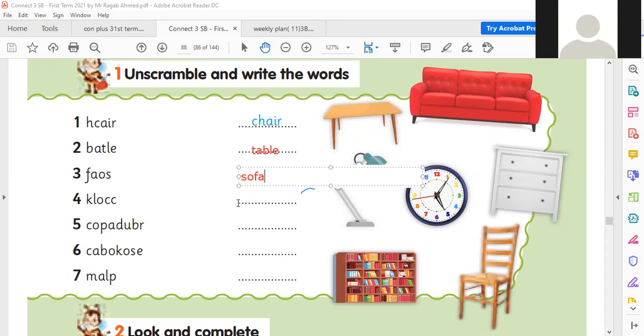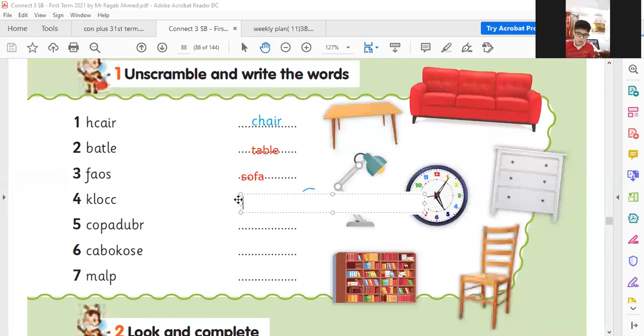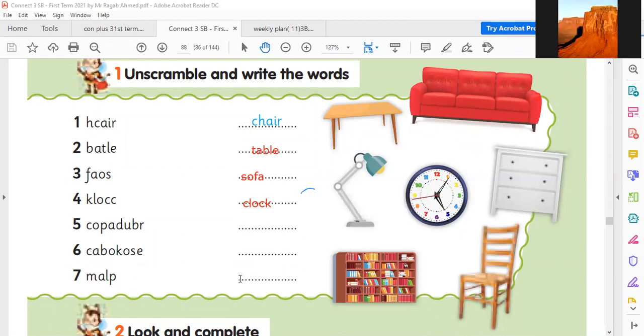Now answer number 4. What is it? This picture, what do we call it in English? Clock. What are the letters? C-L-O-C-K. Excellent. Clock.